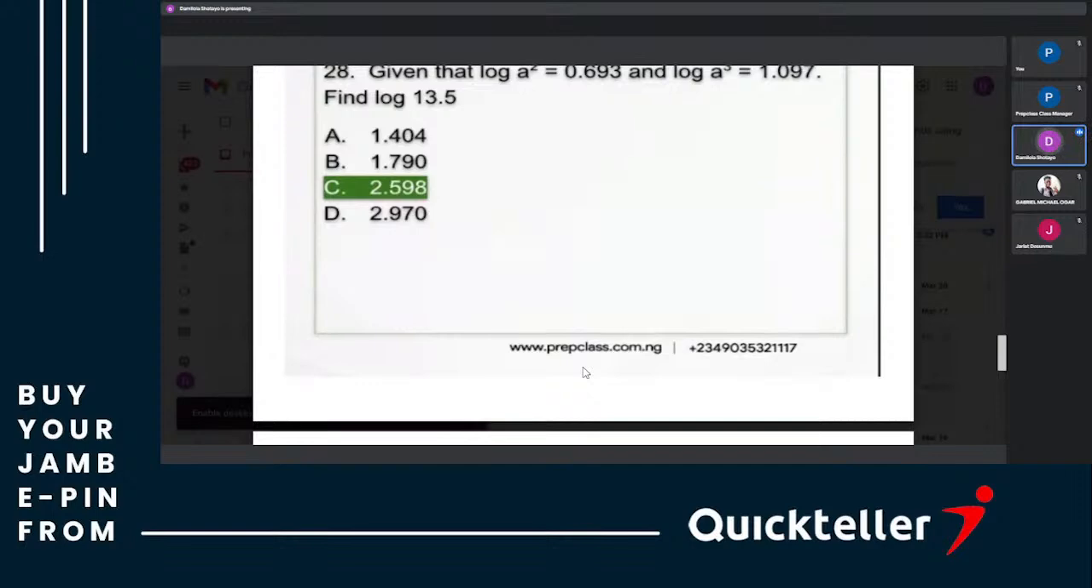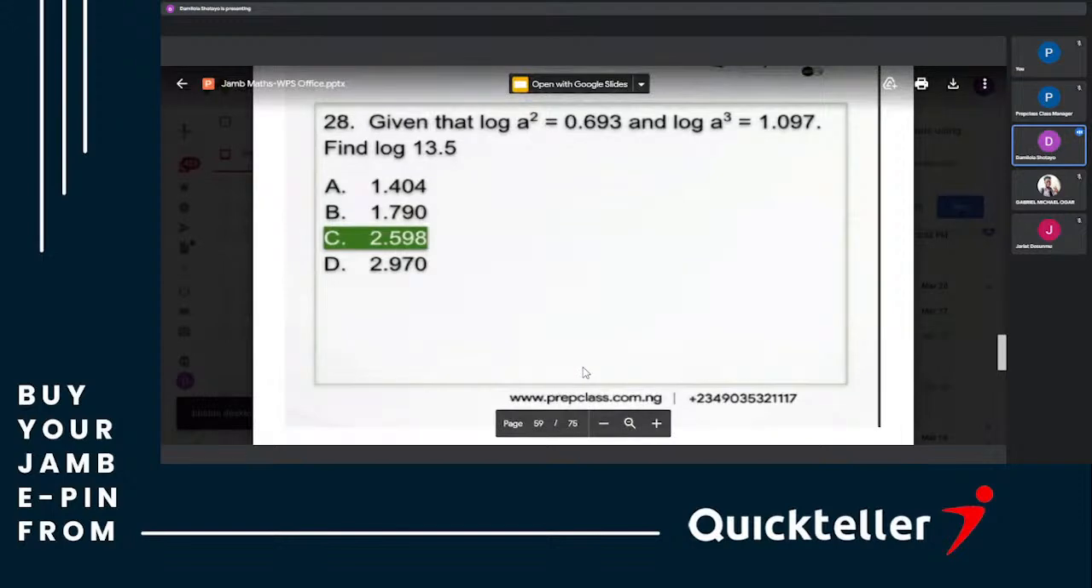Let me just summarize what I said now before we close, because we are closing in 1 minute's time. I said log 13.5 will give me 27 over 2. And over can become minus. It becomes log 27 minus log 2. Log 27 is 3 raised to power 3. That will give me log 3 raised to power 3 minus log 2. And that power 3 will go to the front. It will become 3 log 3 minus log 2. And log 2 and log 3 are given to you here. Just copy this value and substitute into that, and you will get 2.598 as your answer. And that is the answer for that section.